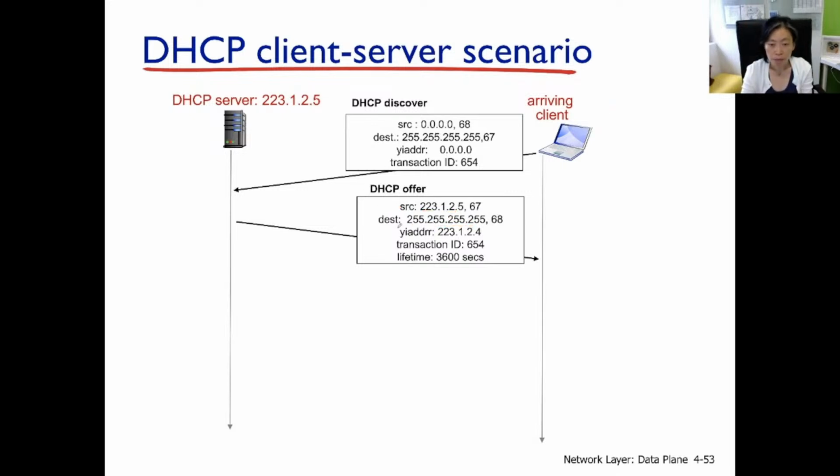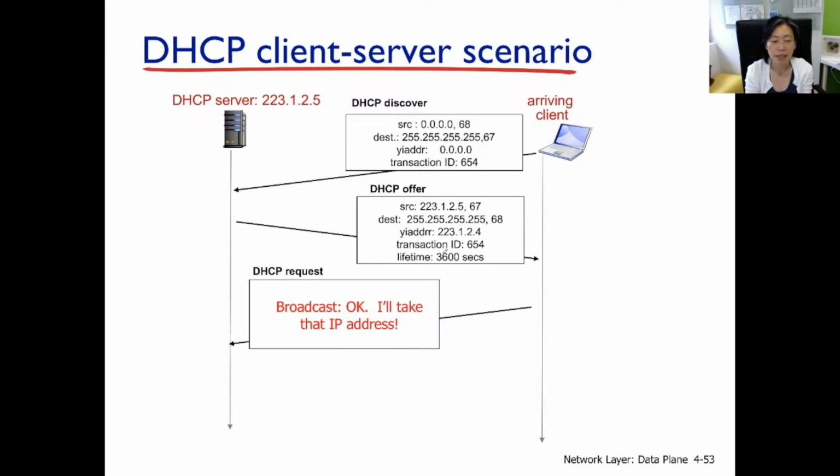And we see here the server is offering this IP address to the client. Transaction ID, the same pair, so this offer is for this discover message. And you see the server, while offering a specific IP, is also saying, hey client, you get to use this IP address for 3,600 seconds. So it's the duration of the lease.